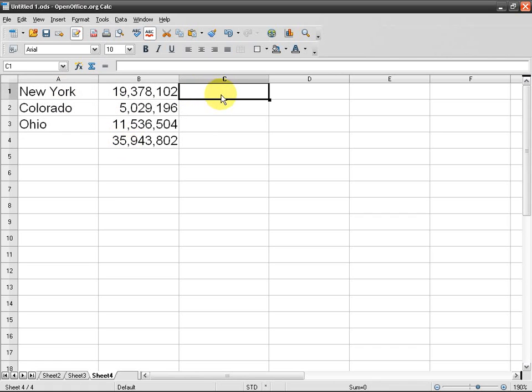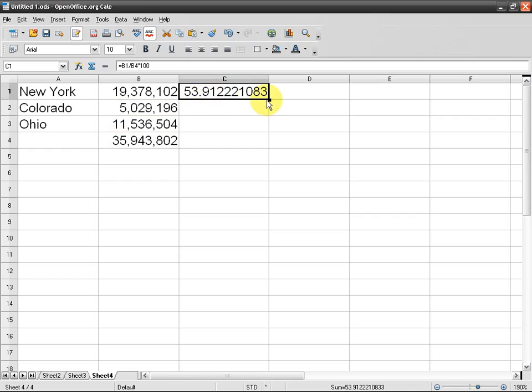What I want to do in column C is to find out what percentage the population of each state represents with regard to the total. So the formula is quite easy. B1, for example, for New York, the population of New York divided by the total population times 100. So toggle, and I've got 53.54.